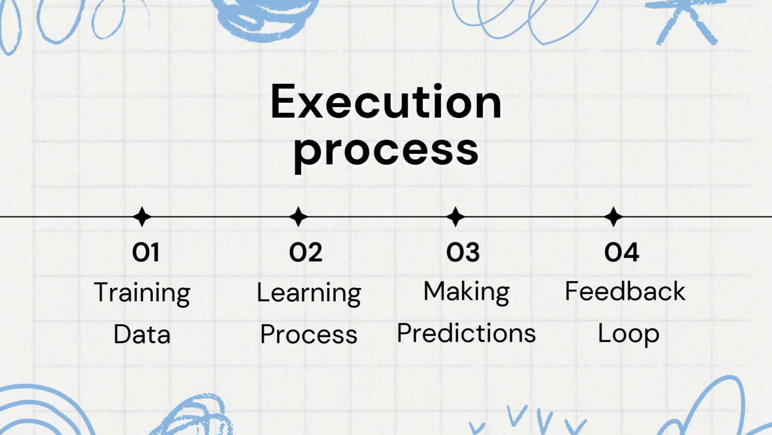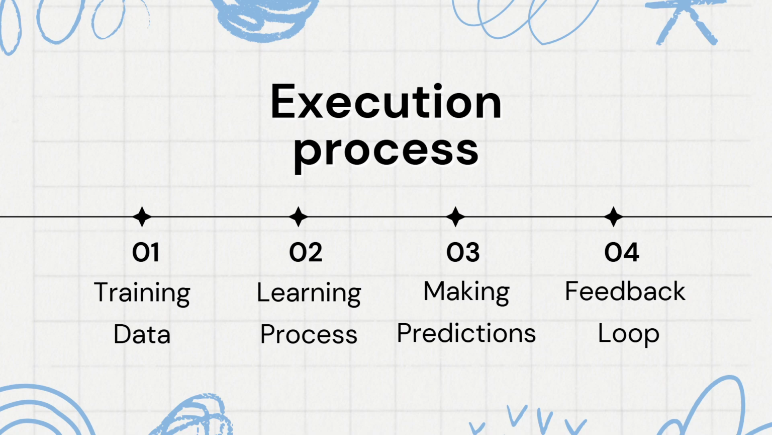Supervised learning is a type of machine learning where the model is trained using labeled data. Each training example includes an input and the correct output, and the model learns to map the input to the output. Now let's see how supervised learning actually works.